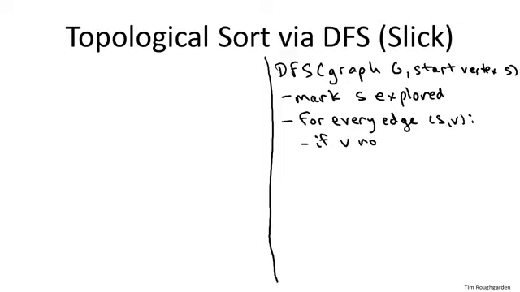So let's not forget the code for depth-first search. This is where you're given a graph G. In this case, we're interested in a directed acyclic graph, and you're given a start vertex S.